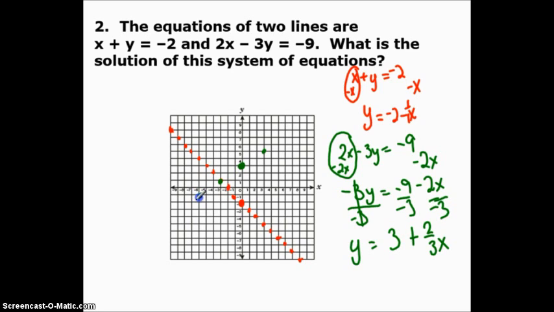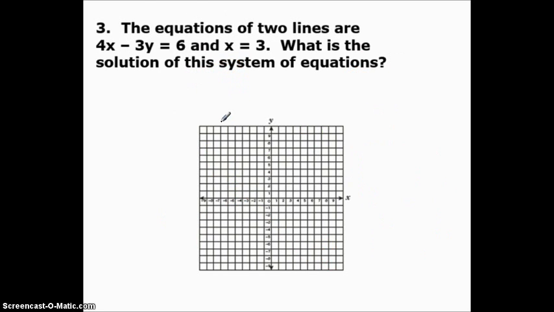Okay, so I can see my one line is here, another line here, and my point of intersection is right here at negative 3, right? 1, 2, 3, up 1. So the answer to this is negative 3, positive 1. Okay, let's try another one.